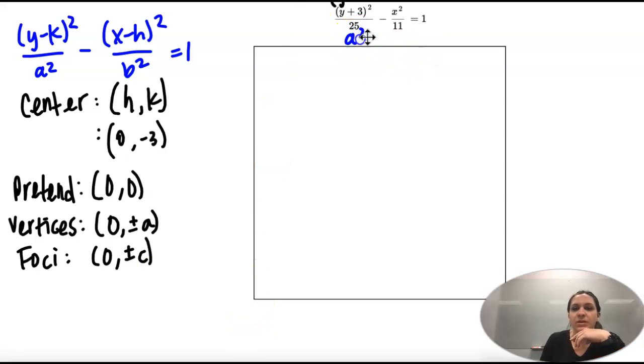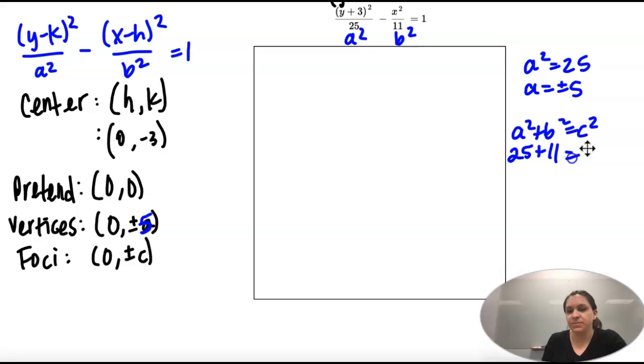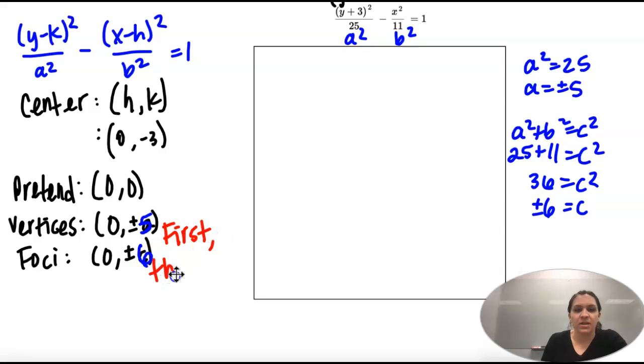Okay, so this is a squared, this is b squared. So if a squared is 25, a is plus or minus 5. So our vertices are plus or minus 5. And then we just did this, but I'll do it again. To solve for c squared, we would add the denominators, square root both sides, so that's 6. So graph first, do these, then shift the center.